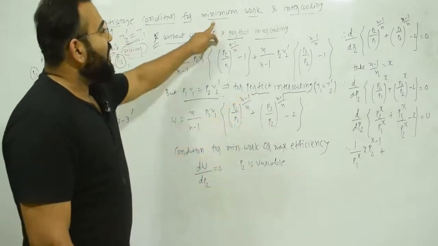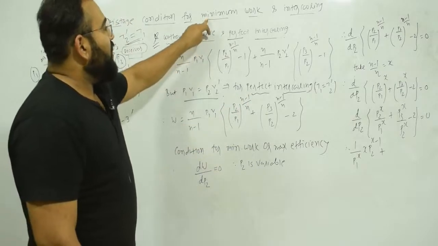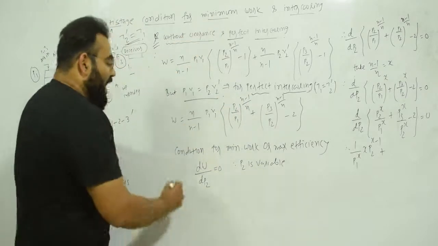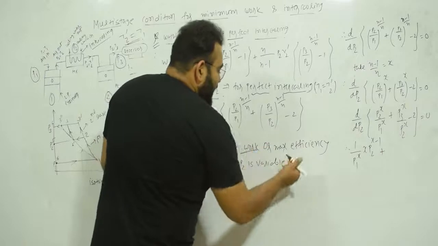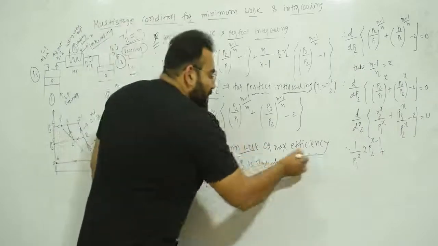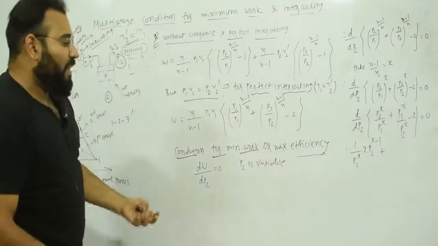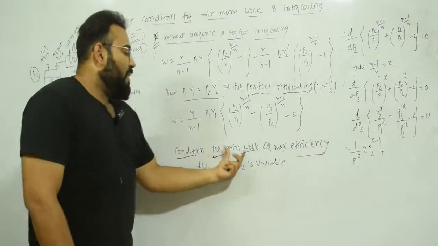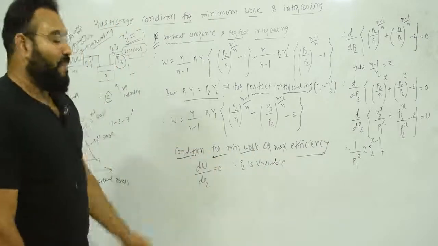Now we are asked to derive the equation for minimum work. So now we require minimum work. To get the minimum work, or you can say maximum efficiency, because minimum work equals maximum efficiency. So let us derive the equations for the condition of minimum work.